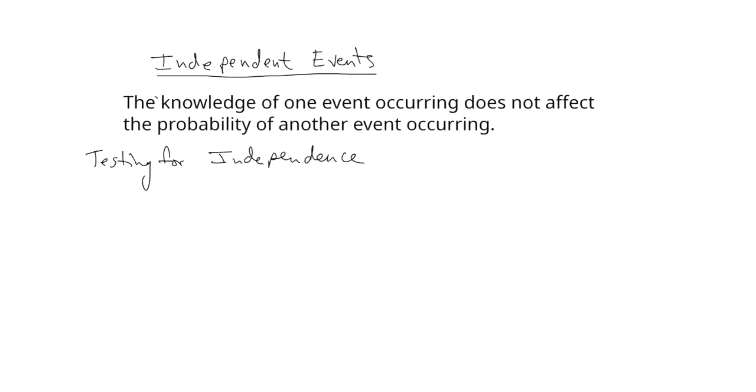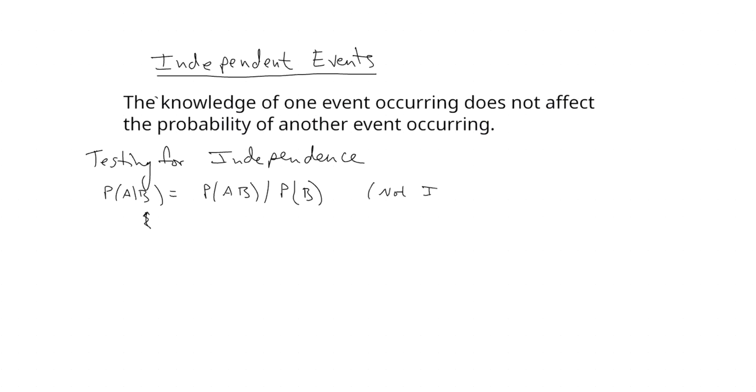So we can mathematically test for independence. Let's look at the conditional probability rule. The probability of A given B is equal to the probability of A and B divided by the probability of B. If B occurs and A and B are independent, should the probability of A be impacted by the fact that B occurred? No, it shouldn't.